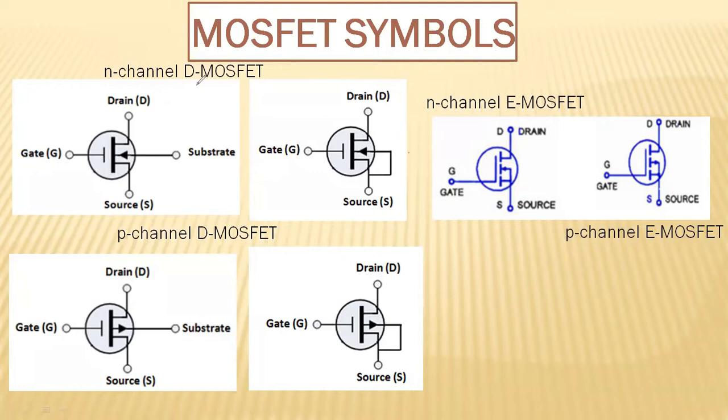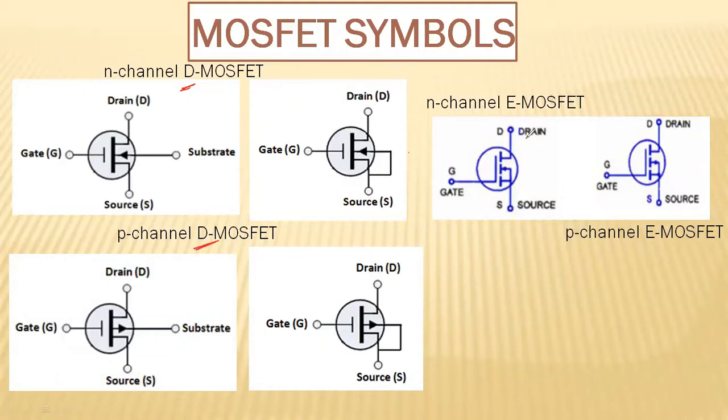So in depletion mode MOSFET, the channel is continuous. That is, during the manufacturing process only, the channel will be induced. Channel is depleted in the substrate. So that is why it is a continuous channel. So we have a continuous line shown in the symbol for the depletion MOSFET, whether it may be N channel or P channel.